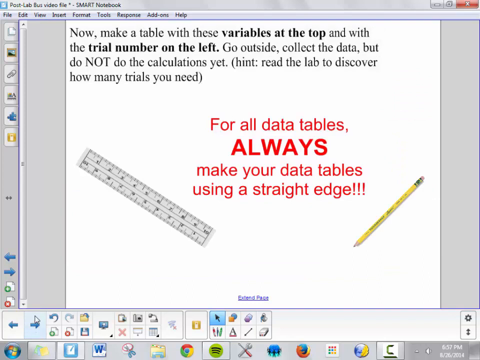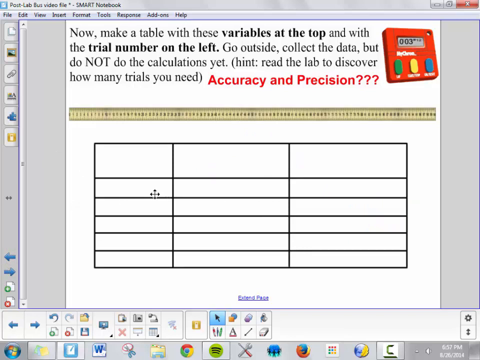When you took your measurements, you were supposed to create a data table. In all of our labs, if a data table is not provided, make sure you do use a straight edge, like a ruler, and a pencil to create the data table. For this data table, we wanted you to put the variables you were measuring across the top and the number of trials along the left-hand side. Your data table should look something like this. Your labels would go across the top, your trial labels would go across the left-hand side, and you would have a spot for 5 trials.